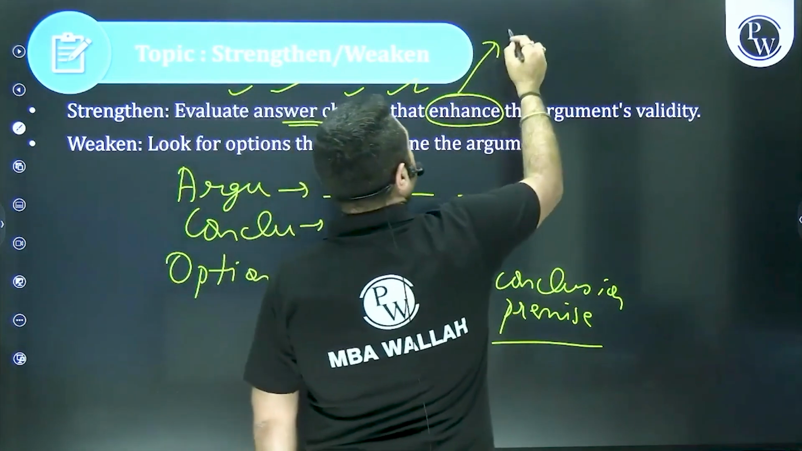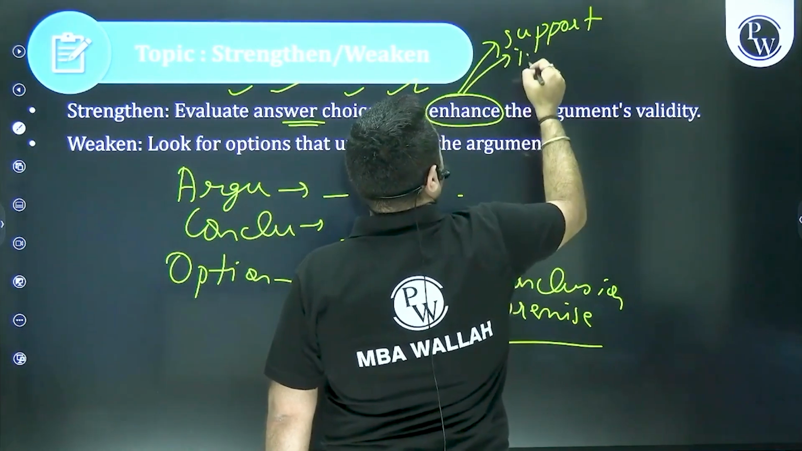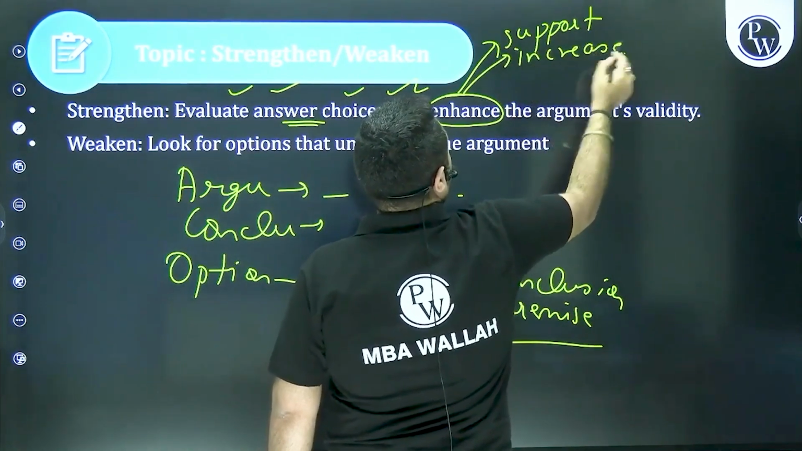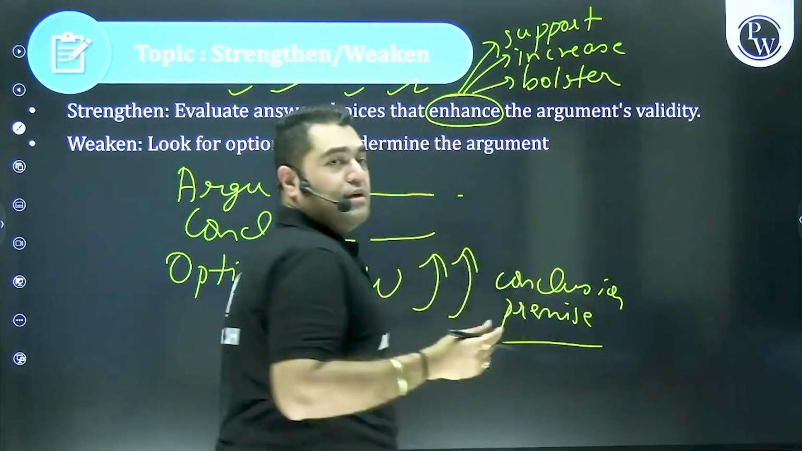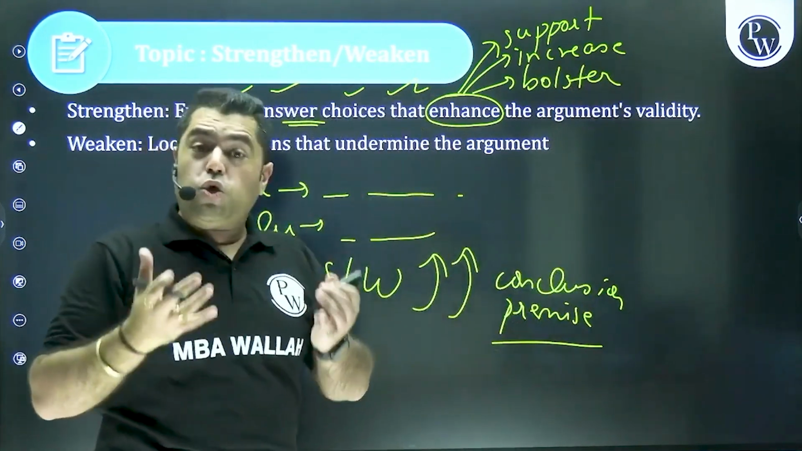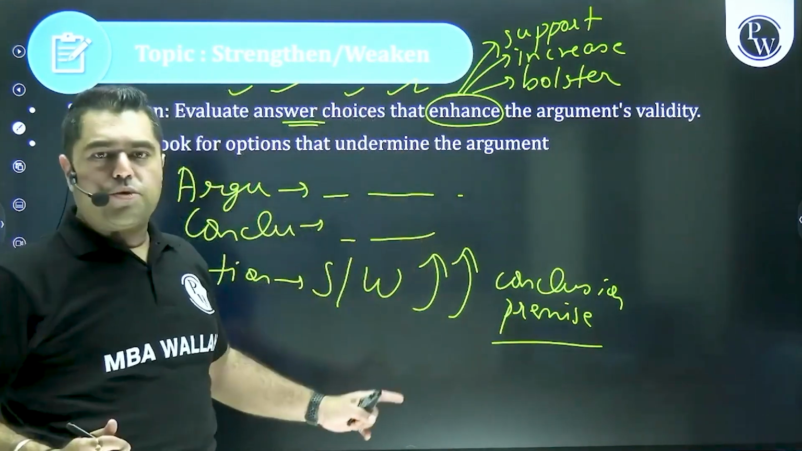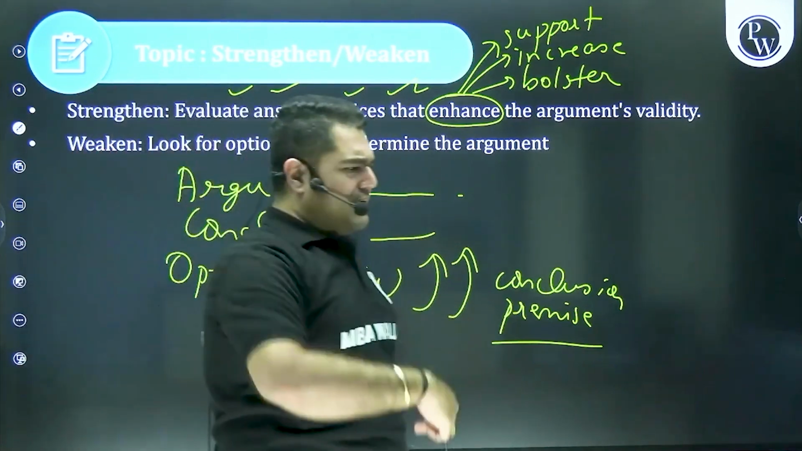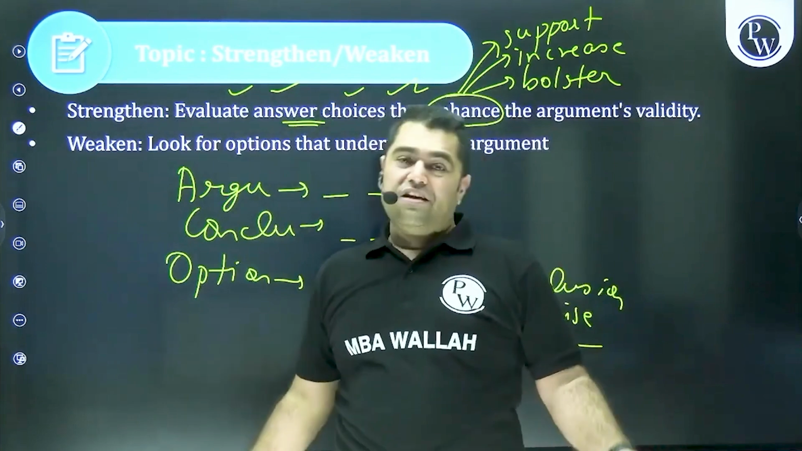Enhance means one thing is support, one thing could be increase, okay? It could also mean bolster. Bolster means support it, cushion it, raise it, okay? So you have to choose an option that 100% increases. I'll give an example. So remember that argument, that entire thing that we spoke about India. Let's just stick to that only.